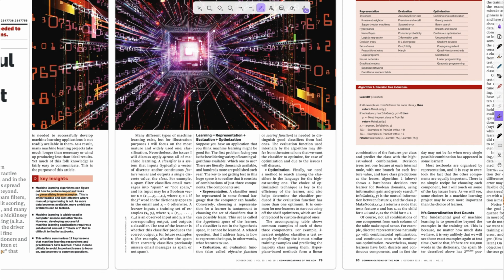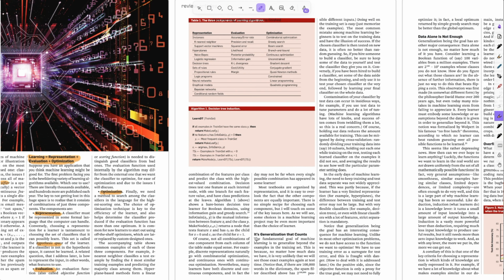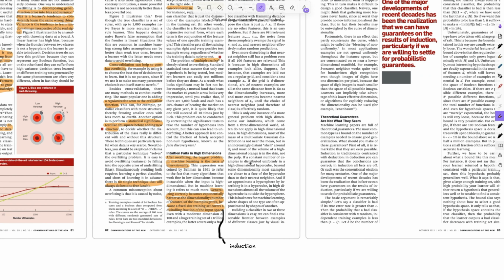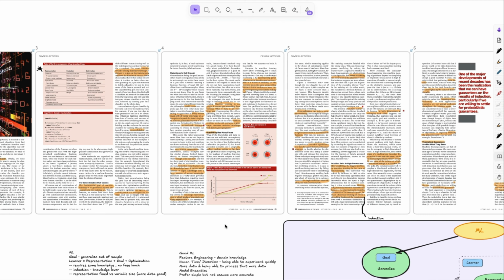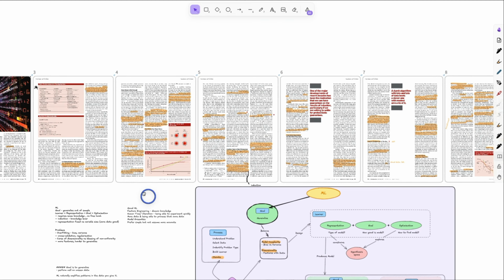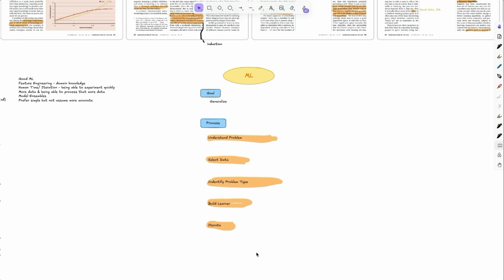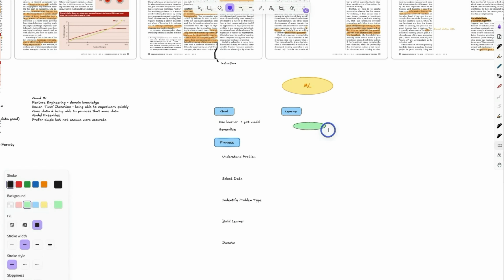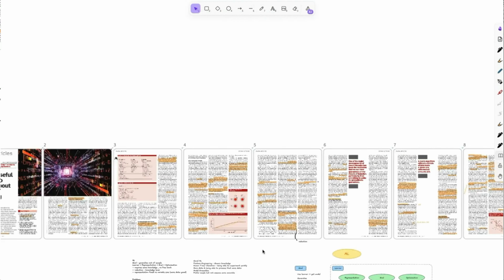This article is from 2012, but it does a great job capturing some of the things you only learn in practice about machine learning. That was the point of the article. And so I just wanted to share my process. This was my second read through of how I highlighted it, what I learned, and this mind map I ultimately built from it.